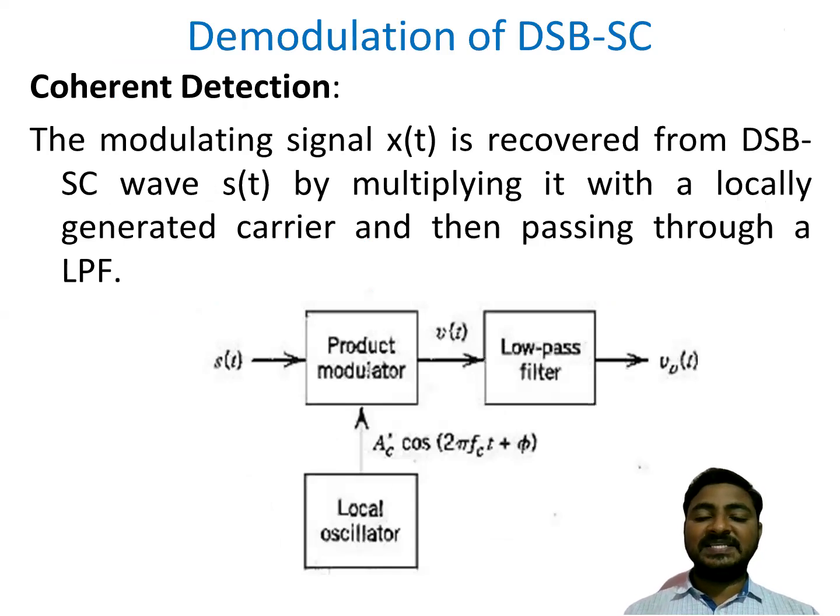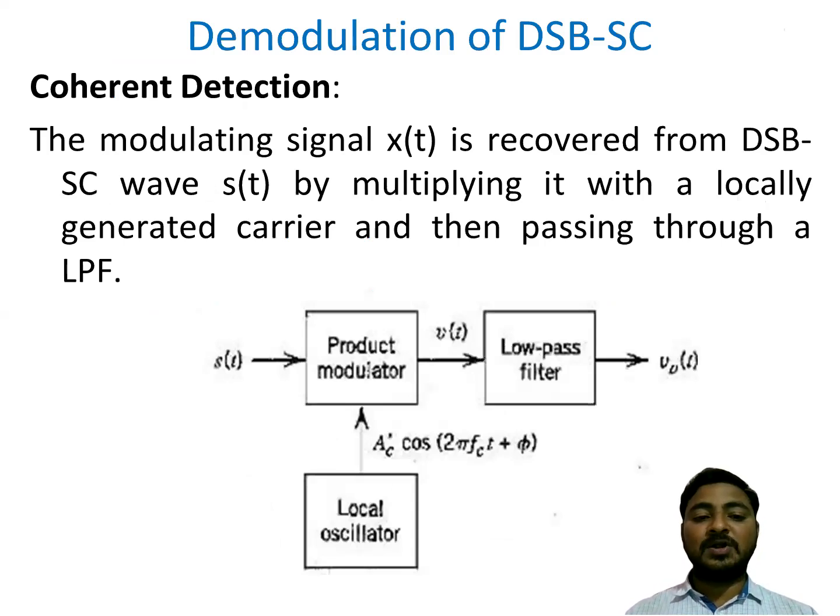Demodulation of the DSB-SC wave has two methods. The first method is coherent detection. Coherent detection contains two main blocks: a product modulator and a low pass filter. The modulating signal x(t) is recovered from the DSB-SC wave. The DSB-SC wave s(t) is multiplied with the locally generated carrier and passed to the low pass filter. This is the product modulator.